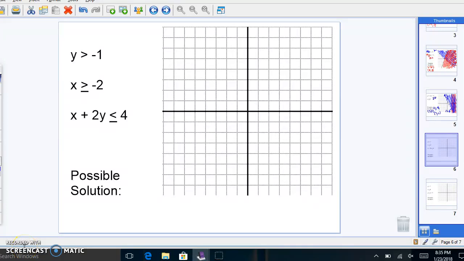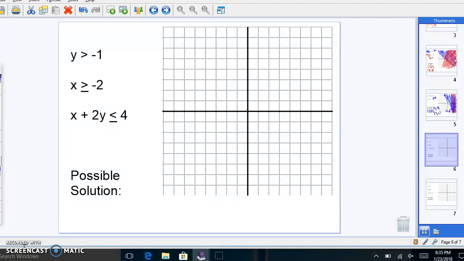Welcome back to part 2 of lesson 6. This is where we're going to solve a system of inequalities which contain more than 2 inequalities. So the first 2 inequalities here are already set up and ready to graph.